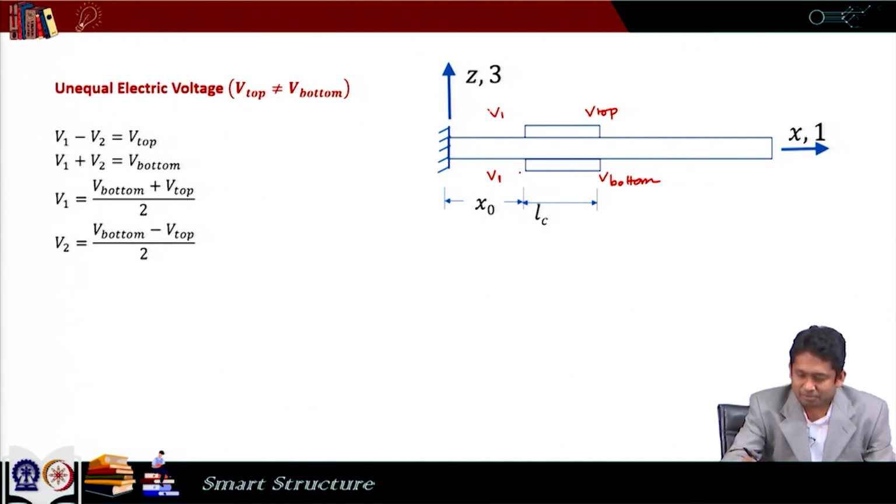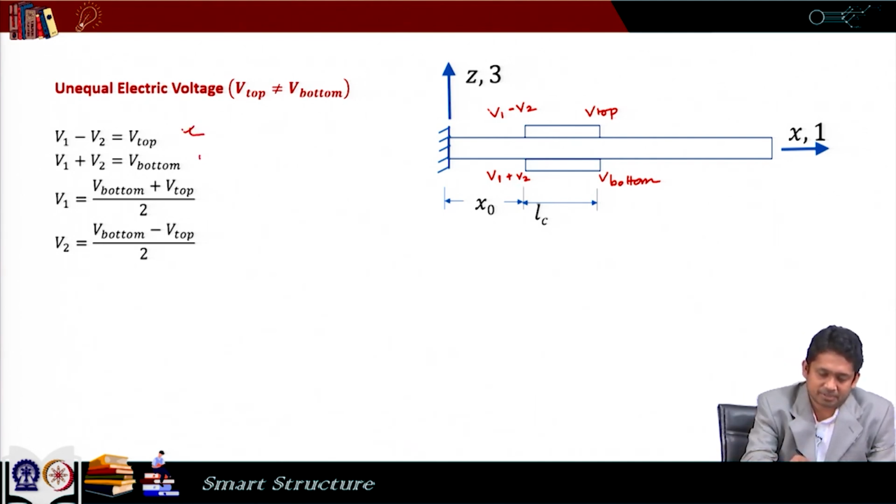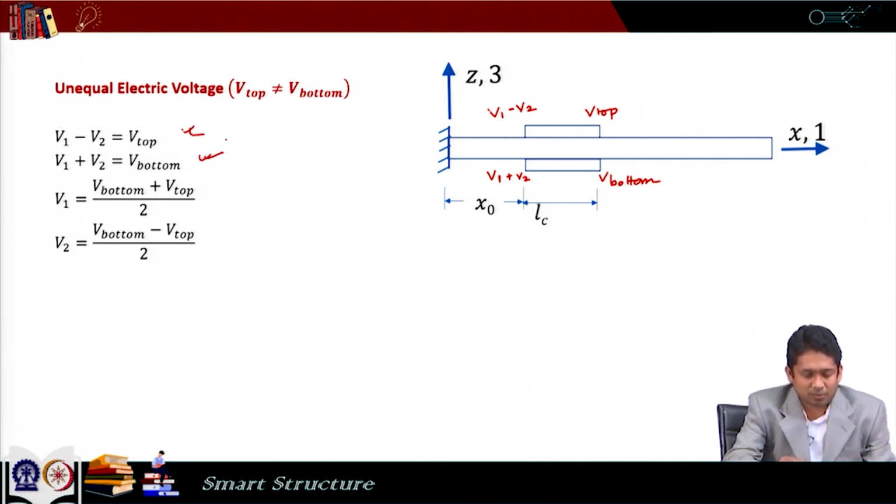and the bending part of the voltage distribution is V2 and minus V2. So, we can say that V1 plus V2 is equal to V bottom and V1 minus V2 is equal to V top, which we can see here. And then once we solve these two equations, we get our expression for V1, the extensional part of the actuation, and V2, the bending part of the actuation, as this in terms of the actuation voltages. So, our problem has now been decoupled into an extension problem and a bending problem.